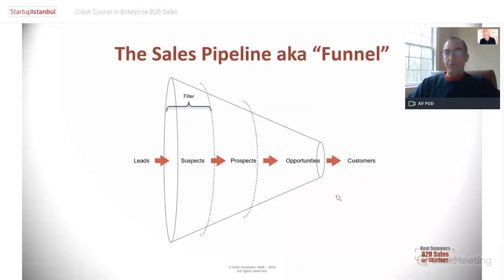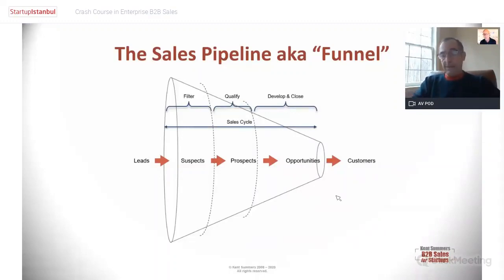Suspects are where you filter your leads to meet your company profile. Prospects are where you physically engage somebody inside that company and confirm that the buyer profile exists. Opportunities are actively involved in your sales process, and of course, we know what customers are. And the length of time it takes you to go from a suspect to a customer is called your sales cycle.